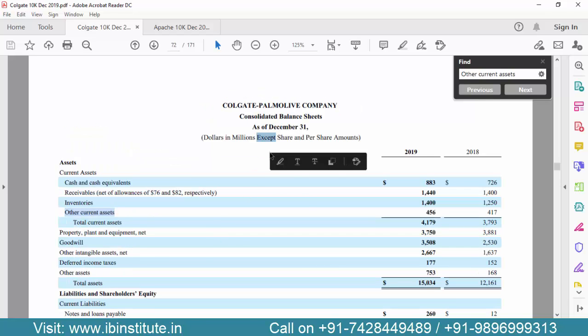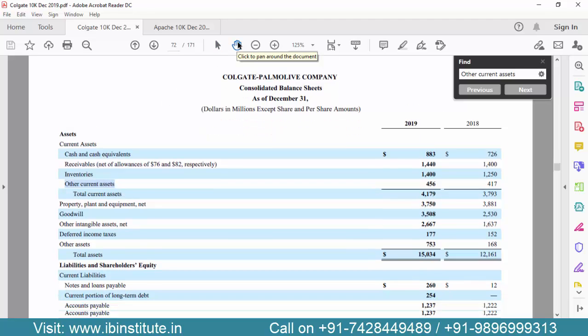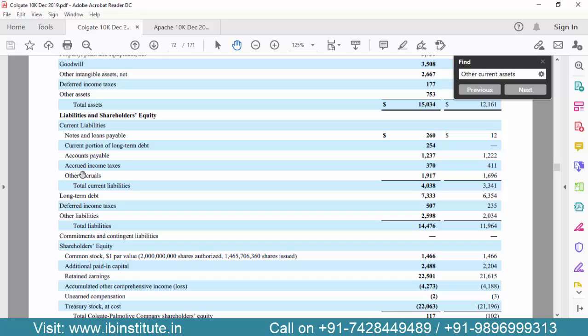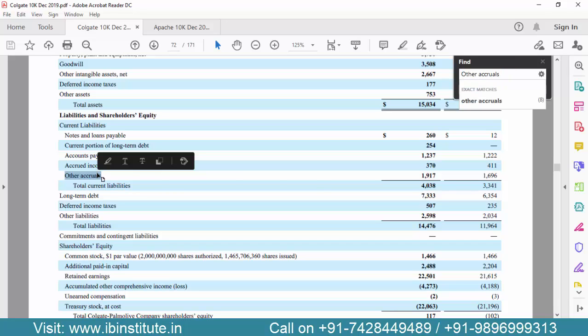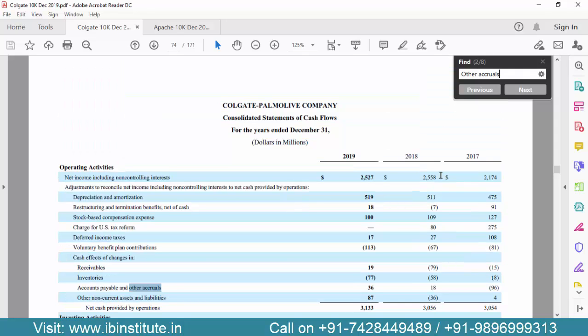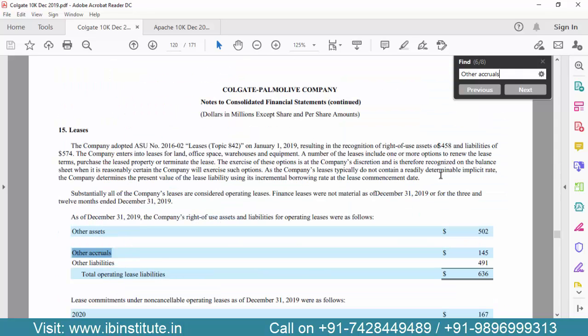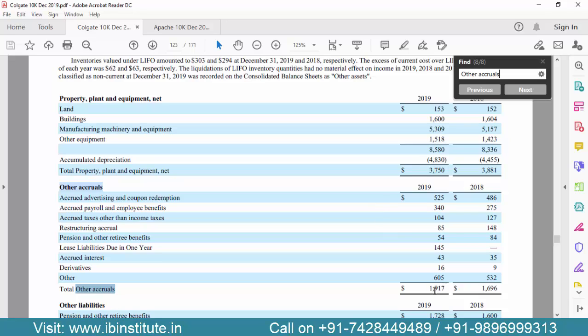Here is your balance sheet. And on the liability side, we have other accruals. These accruals are what? These are other current liabilities. So let me select this, copy this and paste it here. How much is the amount of other accruals or other current liability? It is 1917. Now let's see what is exactly included into it. Look at this. This is 1917, which is actually going to the balance sheet.